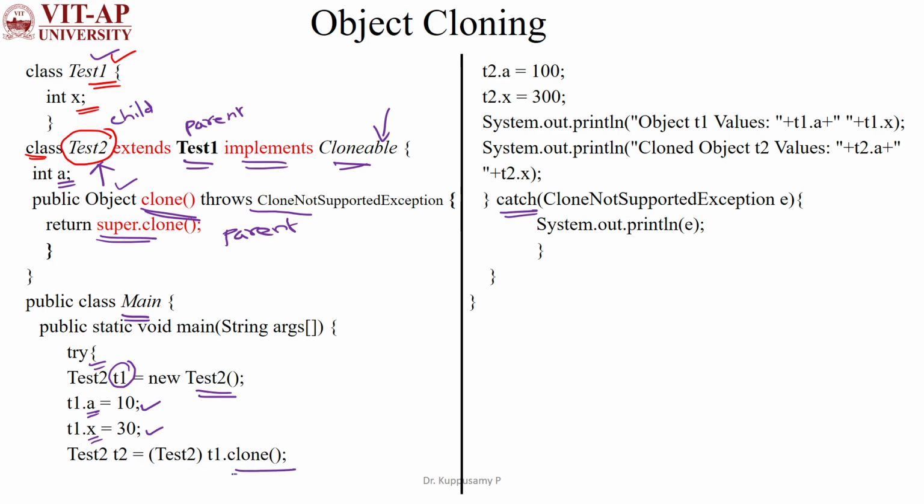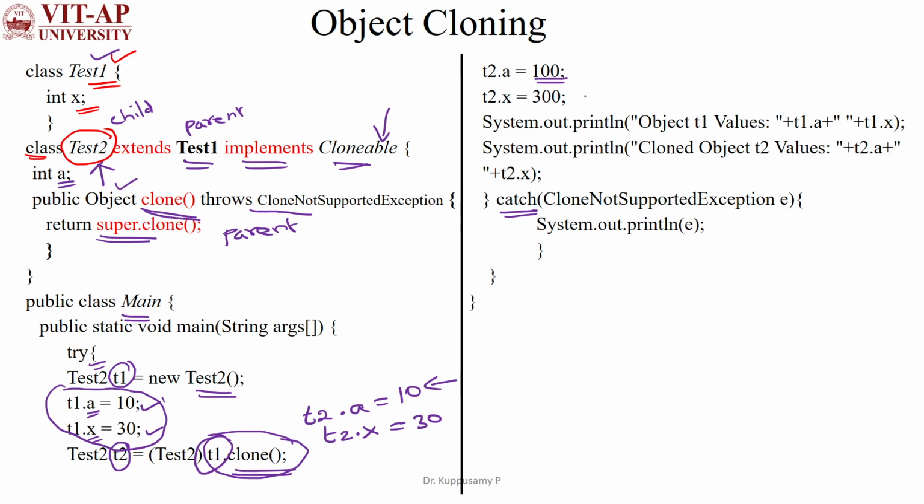Then I am applying the clone method. Whatever values are available in t1, I am transferring to the object t2: cloning, just copying, making an exact copy. So now t2 will have two variables, t2 dot a and t2 dot x, whatever is available in t1, since t1 has the two variables. Now t2 dot a is 10, and t2 dot x is 30. After this step, I am modifying the value of t2 dot a. Here I am overwriting the value with 100.